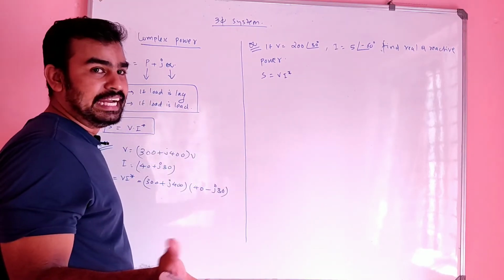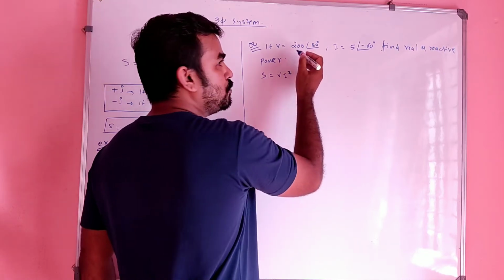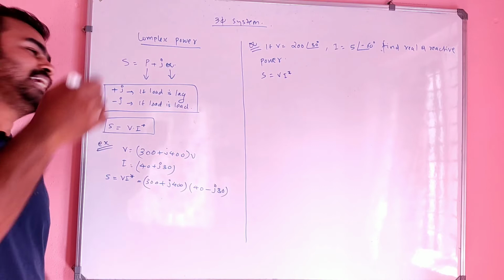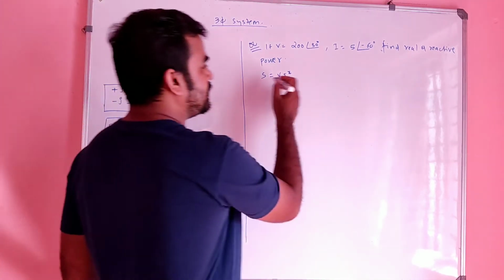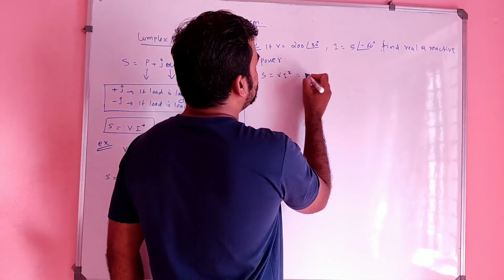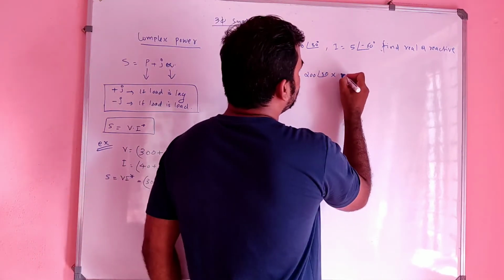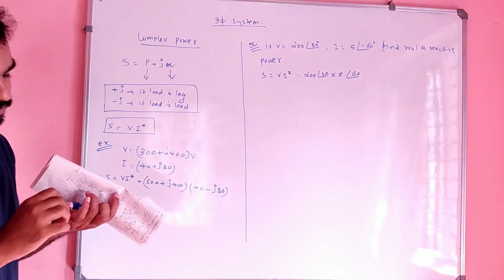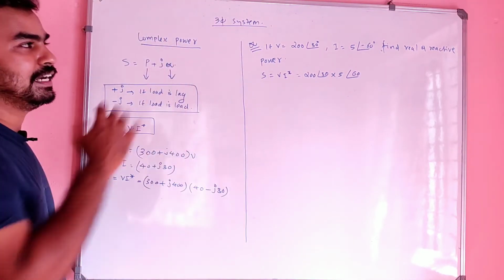You got the idea, right? If you have only 200 and 5, you can simply multiply, but if you have 200 angle something and I also has some magnitude and angle, then you have to go for complex power. That is nothing but S is equal to V into I conjugate, which is 200 angle 30 into 5 angle 60. The conjugate of 5 angle minus 60 is nothing but 5 angle 60.